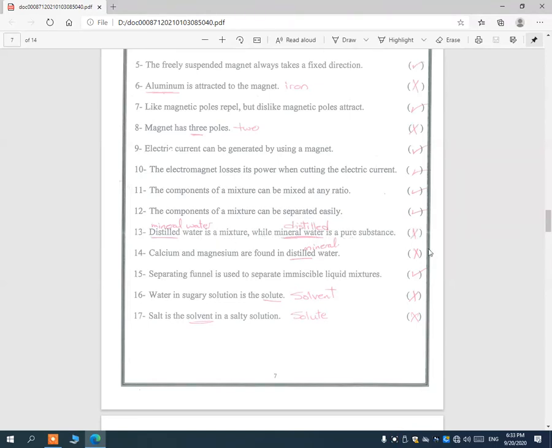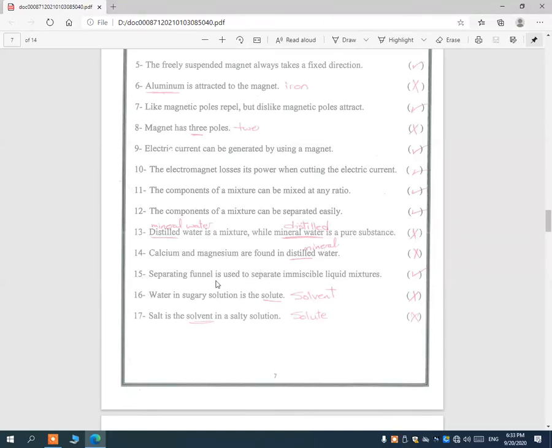Of course, false. We will make the right one: mineral water is the mixture and distilled water is a pure substance. Number 14: Calcium and magnesium are found in distilled water. Of course, false. They are found in mineral water.